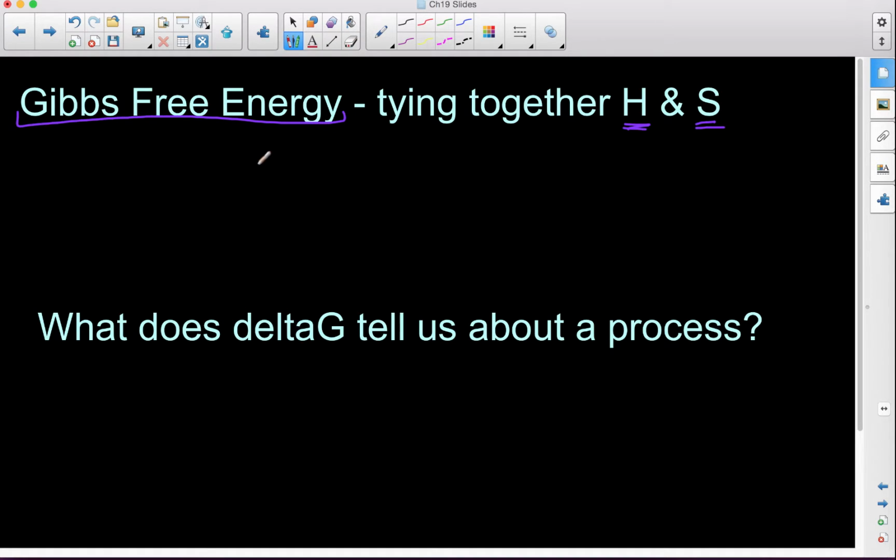Gibbs free energy is a state function, so it works just like our enthalpy stuff did. This is what ties these together: delta G is equal to delta H minus T delta S. We also have our standard version. They really mean the same sort of thing, except the standard version means we're talking about all of my quantities at standard conditions: 1 molar, 1 atm, and 298 Kelvin. The non-standard version would apply if my quantities were not at standard conditions.